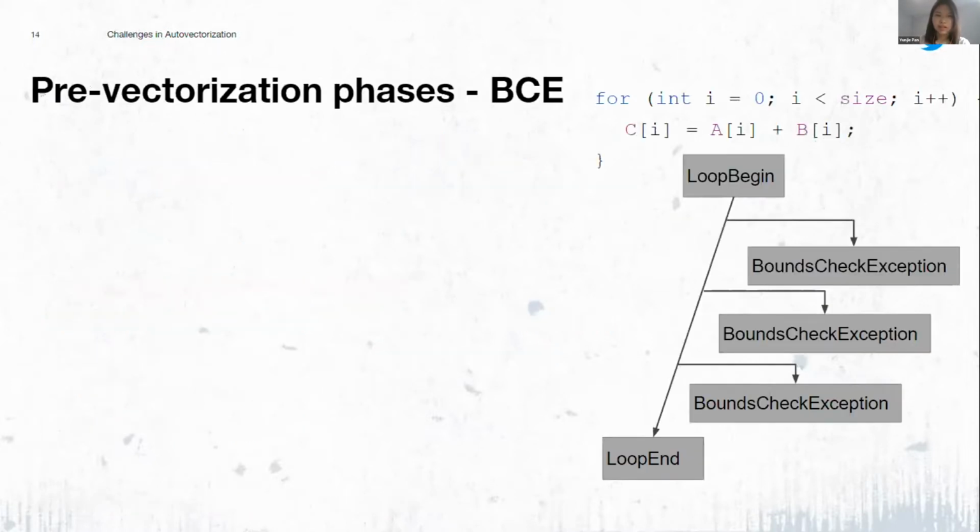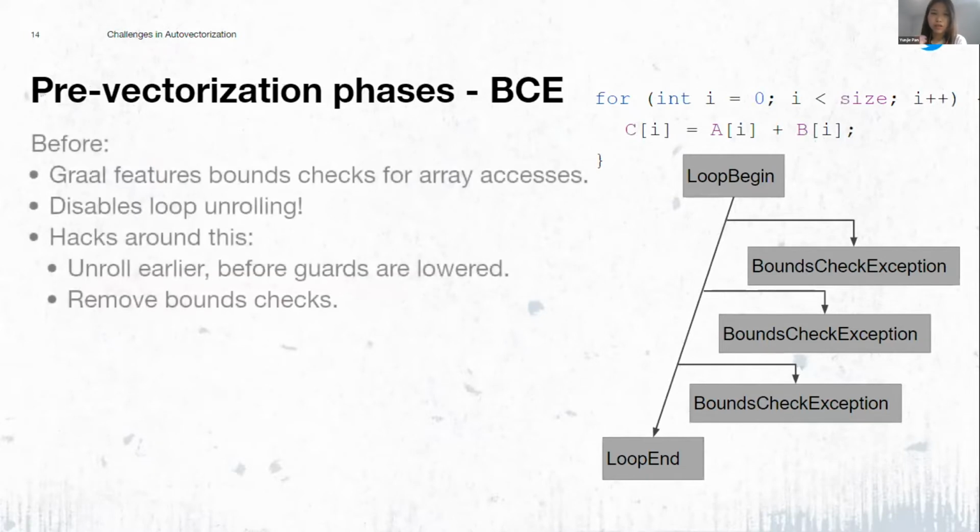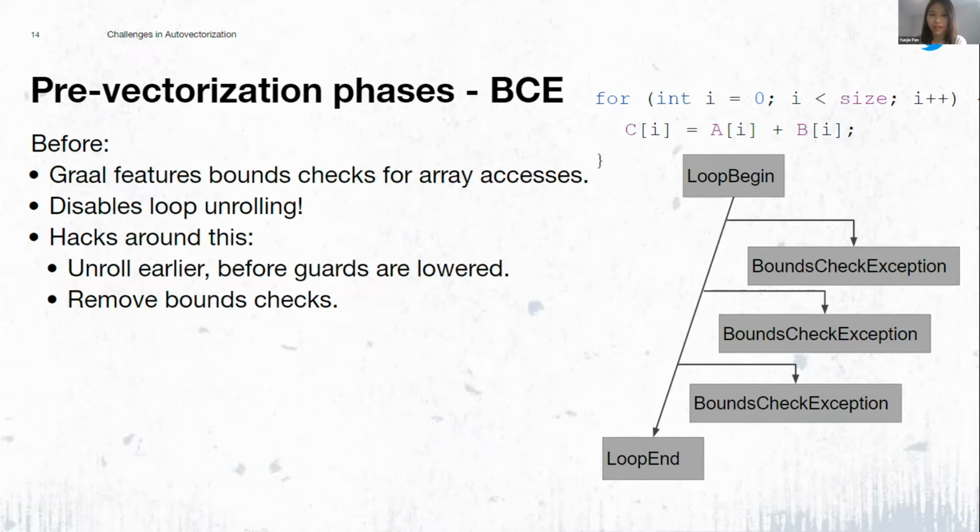So first is the pre-vectorizing phases, which is bounds check elimination. Before Graal inserts the bounds check for array access, for example in this code, it needs to check if the index i exists within the size of the arrays to ensure the correctness of this program. However, this bounds check exception will disable the loop unrolling, and loop unrolling is the prerequisite of superword level parallelism.